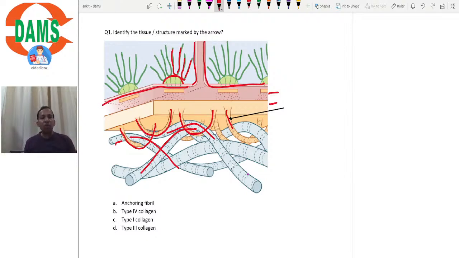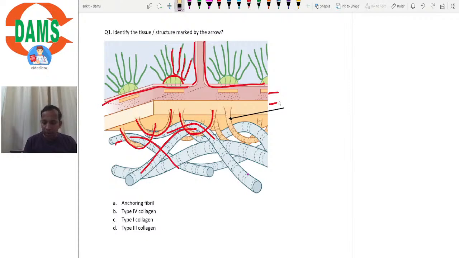So let's go to the options, maybe that will help you more. The options are anchoring fibrils, type 4 collagen, type 1 collagen, and type 3 collagen. So look at the arrow. What does the arrow mark here?